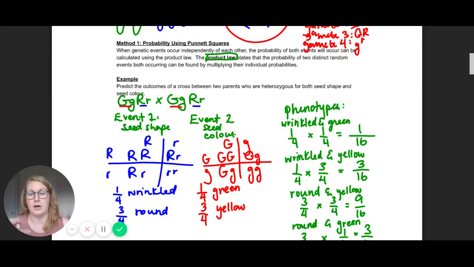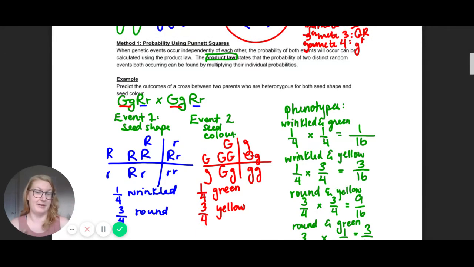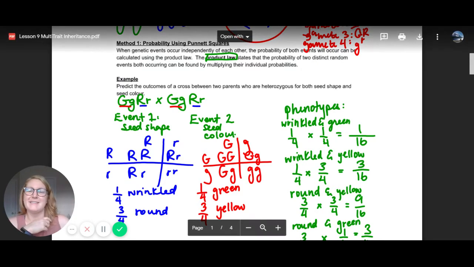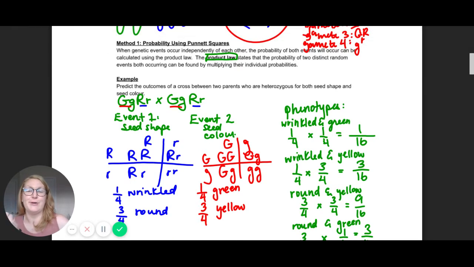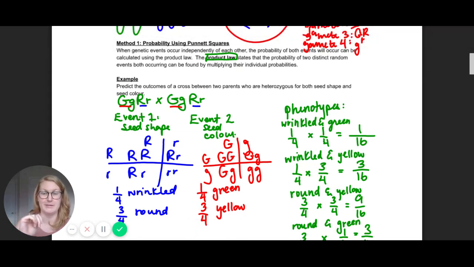So what I'm doing here is I'm showing the 2 events separately. I'm assuming that seed shape and seed color have nothing to do with one another. They assort independently. They're not depending upon each other in any way. So what I'm doing here essentially is separating it into 2 separate normal Punnett squares. I've underlined here the R's and the R's. So I'm essentially going to take those 2 genotypes and cross them down here, in the blue Punnett square.